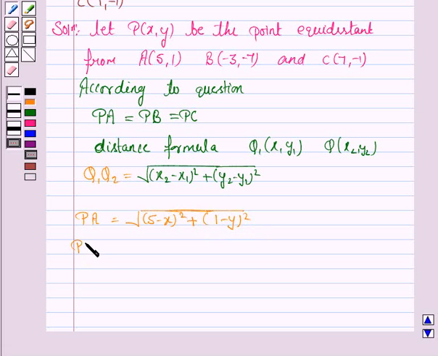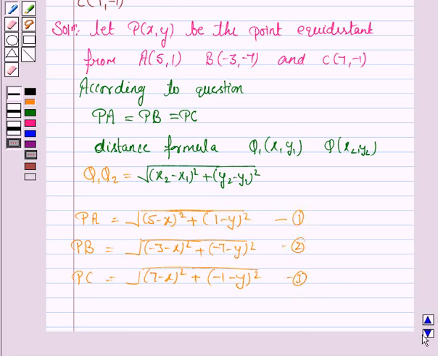Similarly, we find the distance between P and B. So this is given by under the root (-3 minus x) whole square plus (-7 minus y) whole square. Similarly, PC is given by the formula under the root (7 minus x) whole square plus (-1 minus y) whole square. Let's name this as 1, this as 2 and this as 3.